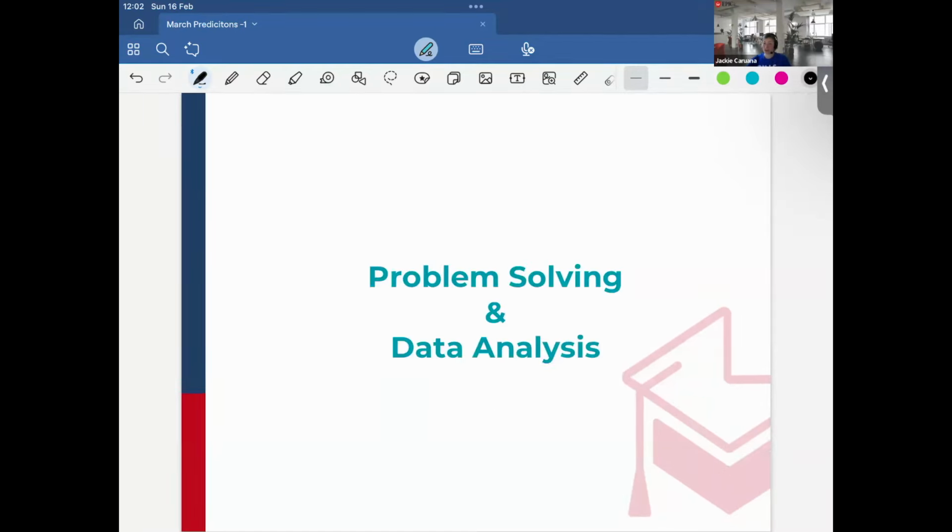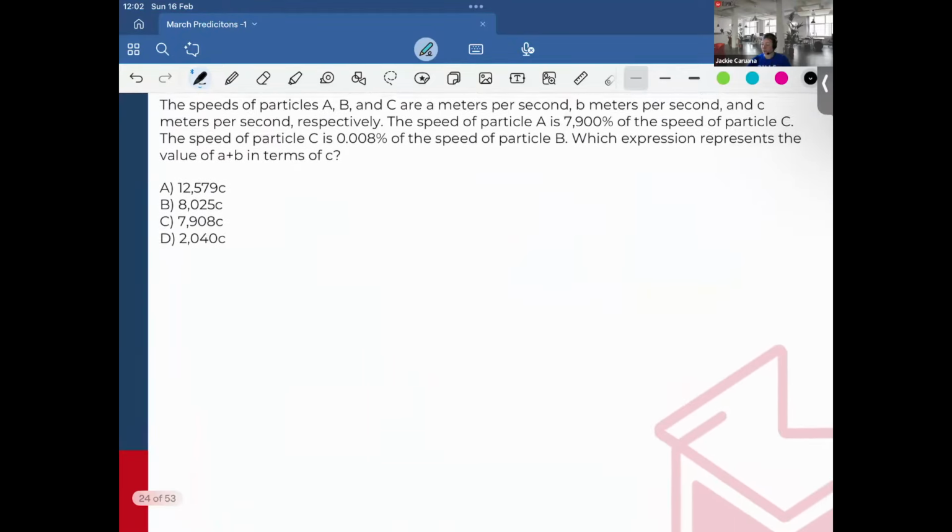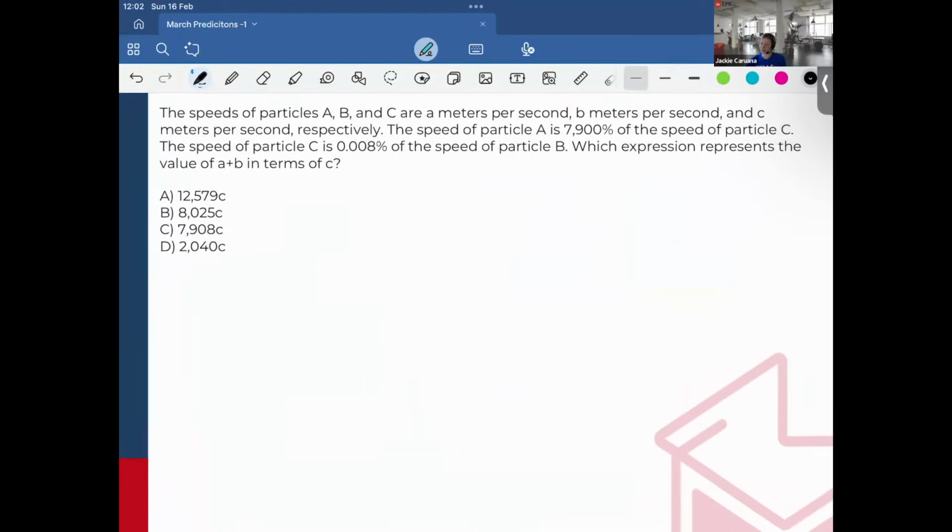Continuing our journey, problem solving and data analysis part of the exam. So these types of problems, percents, historically they've appeared on almost every single SAT exam since its inception for international students in 2023. Also US students, but you guys didn't have it until 2024.